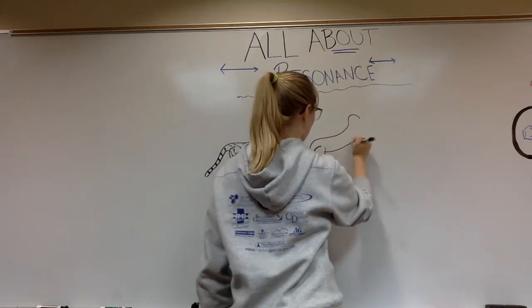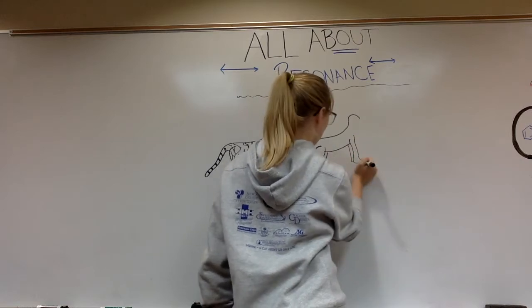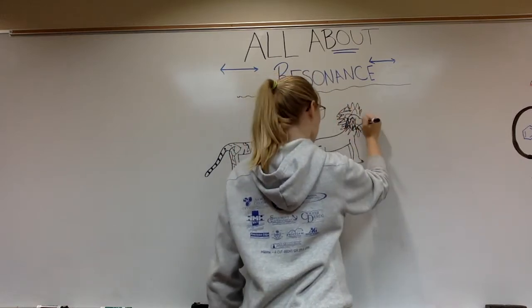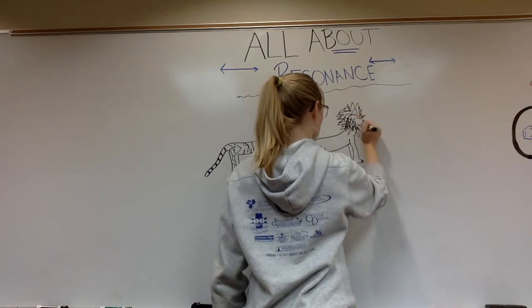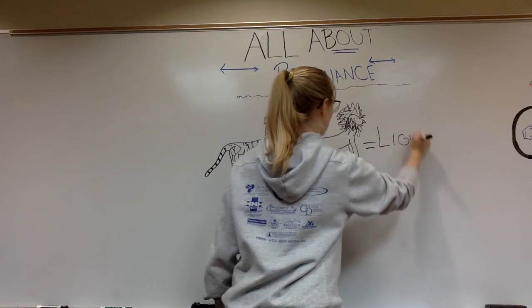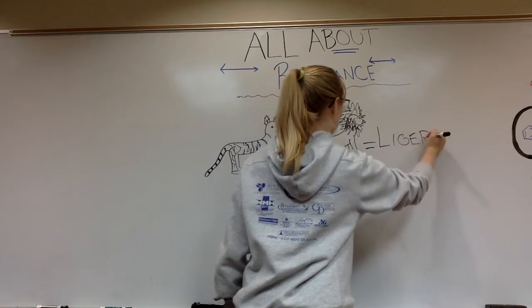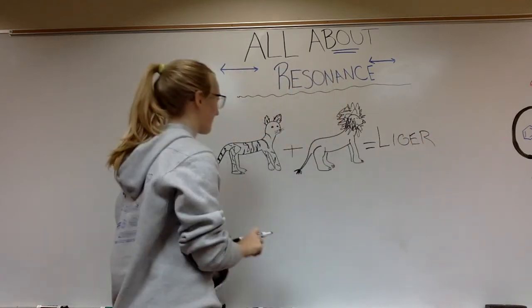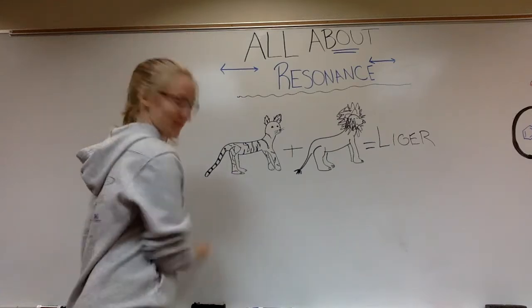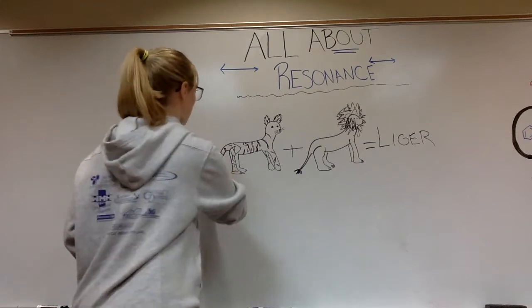The baby is a combination of the tiger and the lion. It's going to be a hybrid of the 2. It's not going to be 50% this and 50% that. It's going to be a combination, and both of the traits are going to be presented at the same time. That is how you can think of resonance structure hybrids. The resonance hybrids are an average or a combination of the resonance structures.